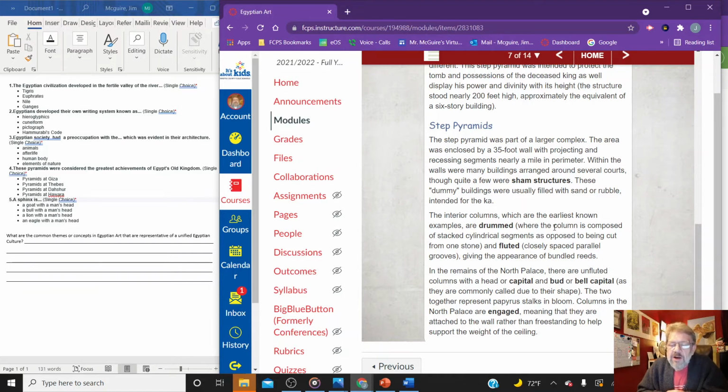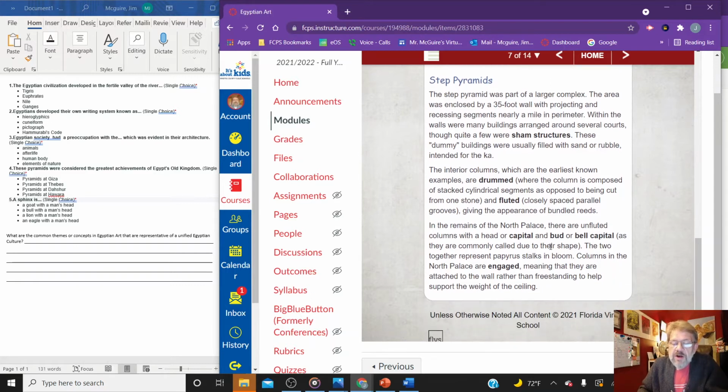The interior columns, which are the earliest known examples, are drummed, where the column is composed of stacked cylindrical segments as opposed to being cut from one stone, and fluted, or closely spaced parallel grooves, giving the appearance of bundled reeds. In the remains of the North Palace, there are unfluted columns with the head, or capital, of a bud or cell capital, as they are commonly called, due to their shape. The two together represent papyrus stalks in bloom.